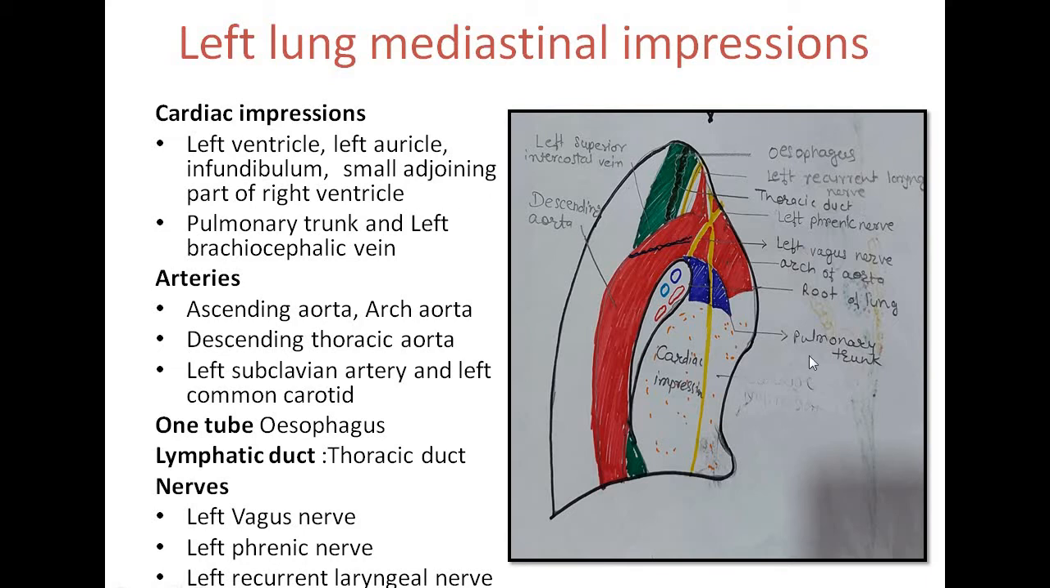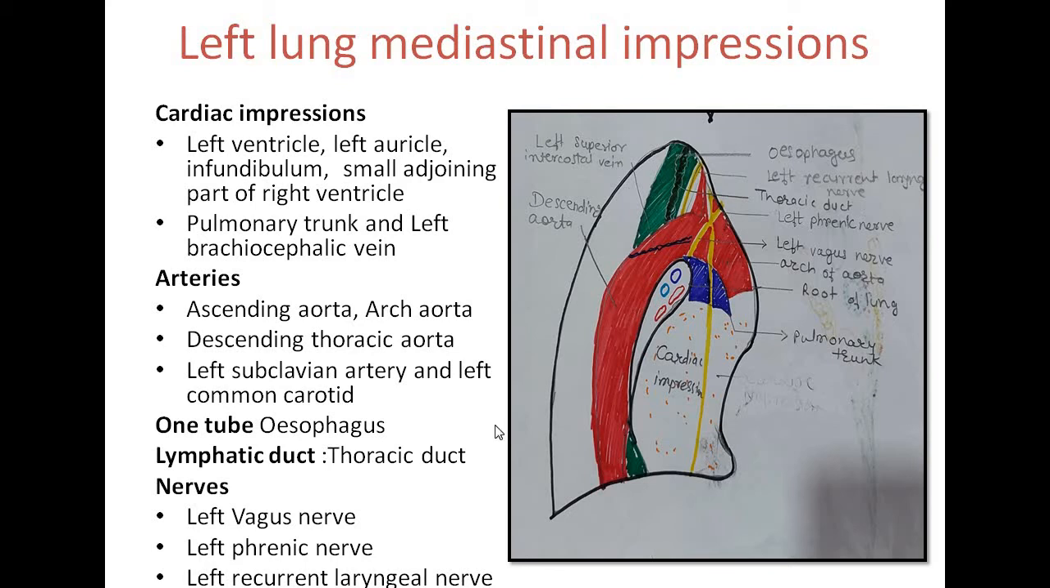Now this is the anterior aspect of this figure, this is posterior, this apex is superior, this is toward the base of the lung. The cardiac impression on the left lung is by the structures which are on the left side of the heart, that is the left ventricle, left auricle, infundibulum and small adjoining part of right ventricle. Here in front of this root of the lung you can see this is the pulmonary trunk which is creating impression, and also the left brachiocephalic vein will also be there.